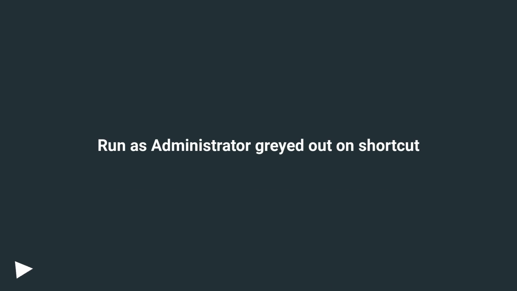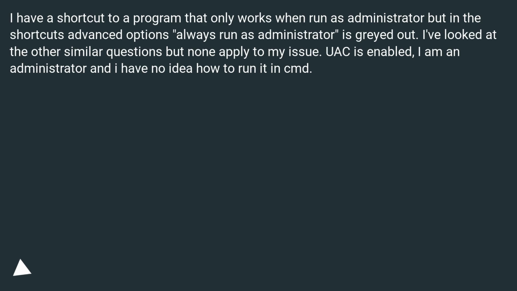Run as administrator grayed out on shortcut. I have a shortcut to a program that only works when run as administrator, but in the shortcut's advanced options, "always run as administrator" is grayed out. I've looked at the other similar questions but none apply to my issue. UAC is enabled. I am an administrator and I have no idea how to run it in CMD.